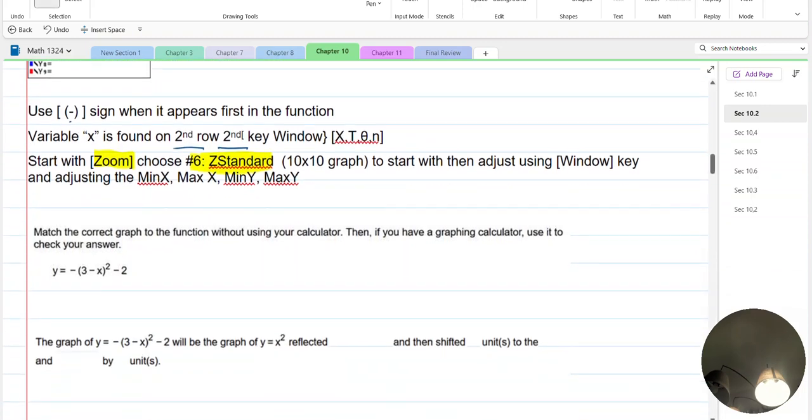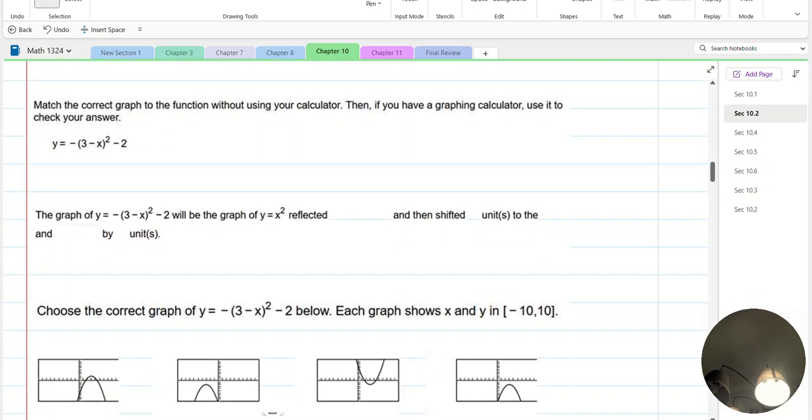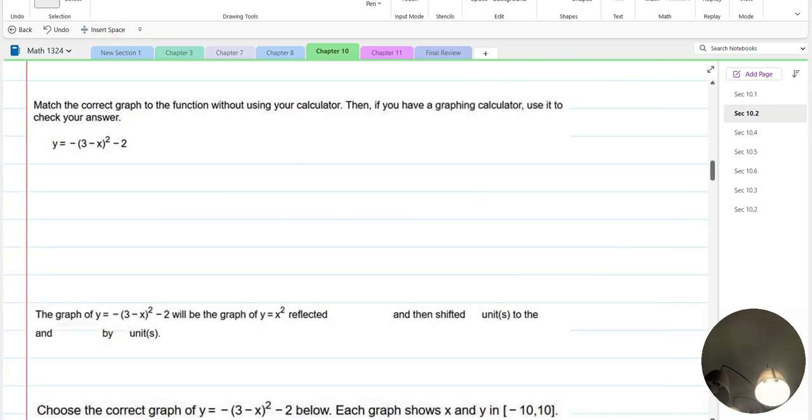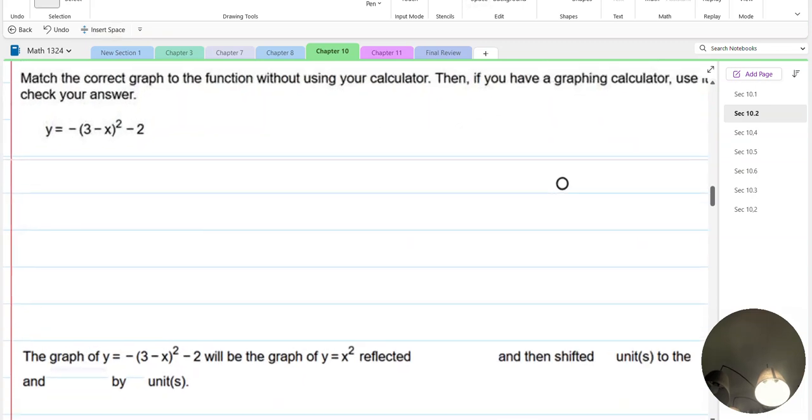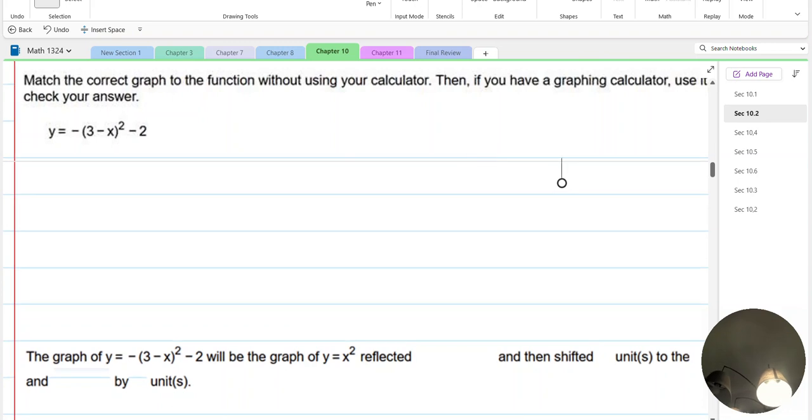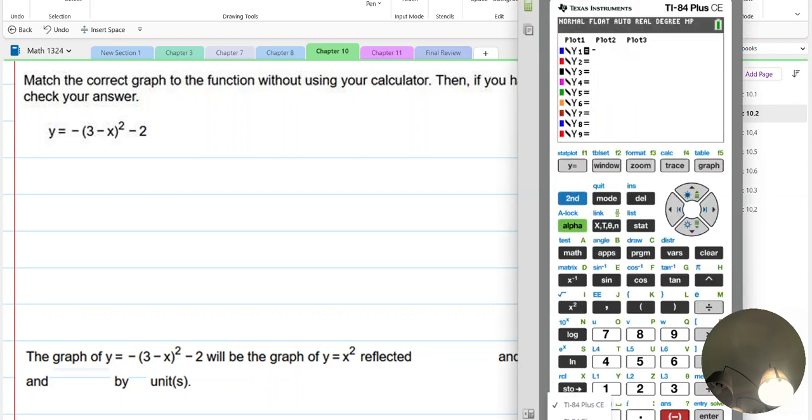All right, so let's look at this problem here. And we'll start it right here. Let me make it a little bit larger. So it says to match the graph without using our calculator. Well, because I got this off of the homework, I wanted to use this so that you could see it on the grapher. It is an interesting thing. So we're going to get our grapher out.